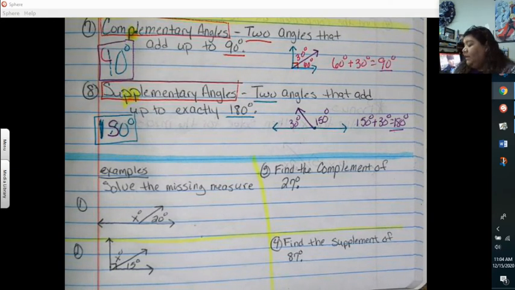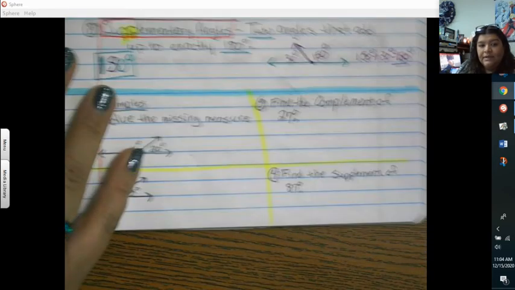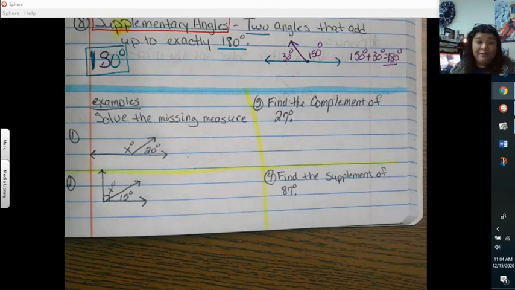All right. Go ahead and copy the examples down, and we'll get them done together so you can know how to solve them. You might already know how to solve them already. And then we'll get into the try it outs. So let's take a look at example 1. If you have it copied down already, it says solve the missing measure. Now here I don't tell you if they're complementary or supplementary, so you have to know what they look like. You have to know a 90-degree angle looks like an L. The 180 is a straight angle, and it's a nice straight line.